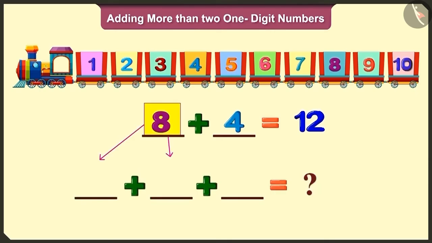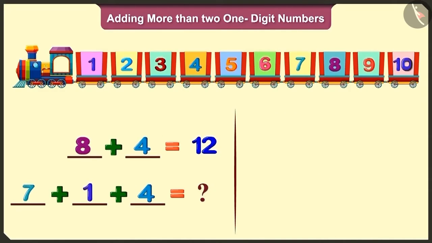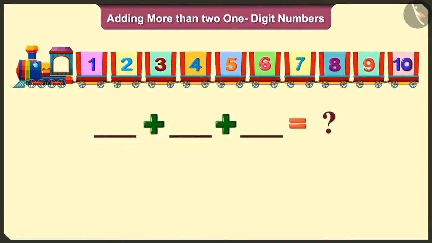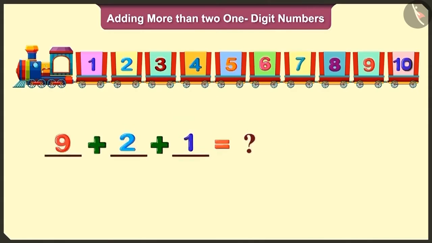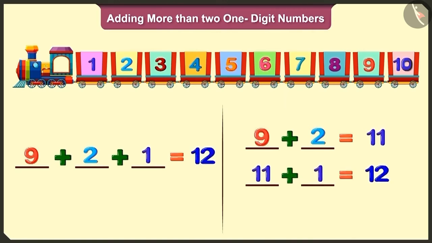Mummy, can I replace 8 by 7 and 1 and then add to 4? Then will I be getting 12? Yes, Pillu. Look, 7 added to 1 is 8 and 8 added to 4 is 12. So come on, now tell me, 9, 2 and 1 will add up to which number? 9 and 2 add up to 11 and 11 and 1 add up to 12.